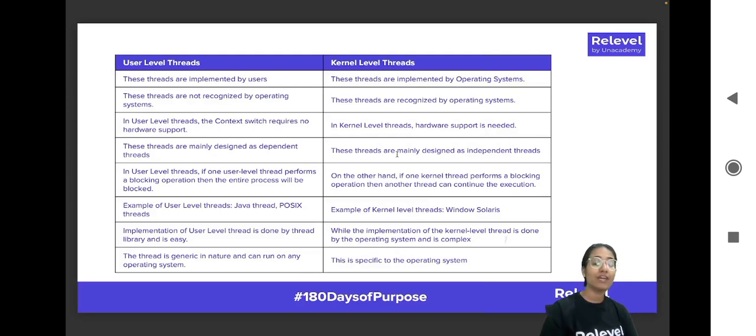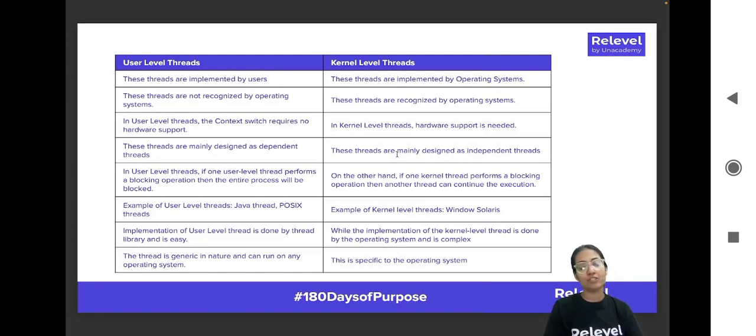In user level threads, if one user level thread performs a blocking operation, then the entire process is blocked. On the other hand, because kernel level threads are independent, if one performs a blocking operation, then the other threads can still continue the execution.